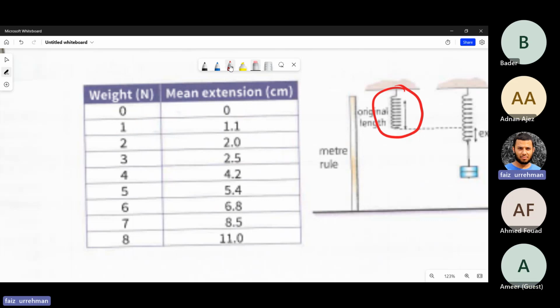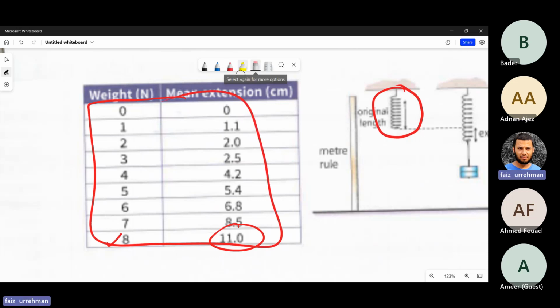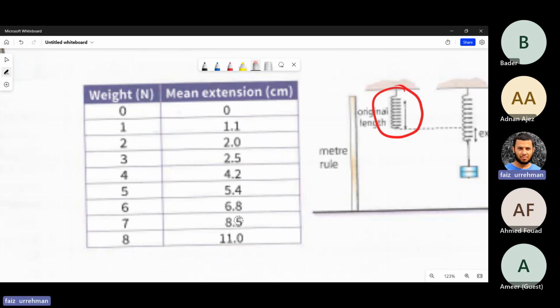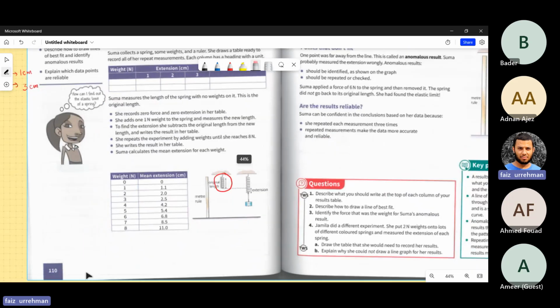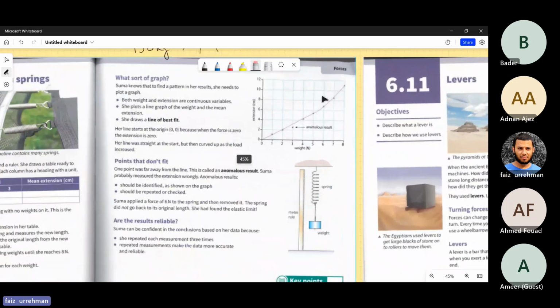So she did some experiment, 2, 3, 4, 5, 6, 7, 8. And when she hung 8 Newton, she observed an extension of 11 centimeter in the spring. Now taking these values, she created a line graph on the next page. Look at this.